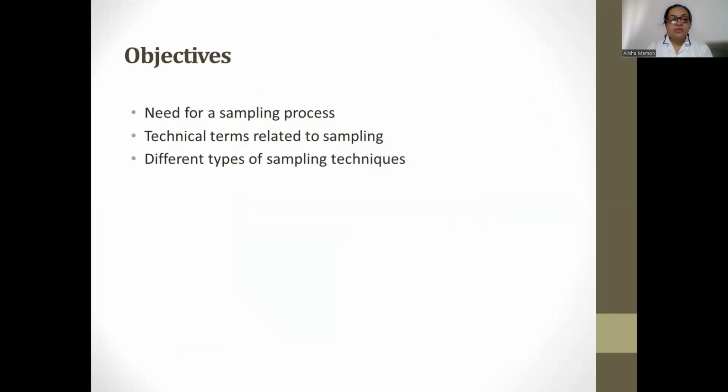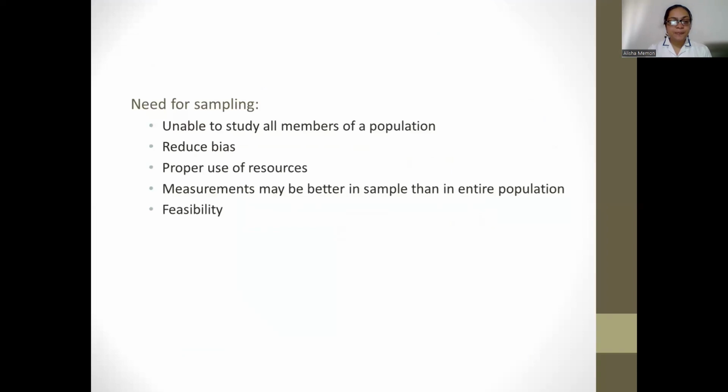what we are going to cover in this session is, first, what is the need for a sampling process. There are a few terms related to sampling which I'll discuss, and the different types of sampling techniques that are involved in the research process. Firstly, we'll cover why there is a need for the sampling process.